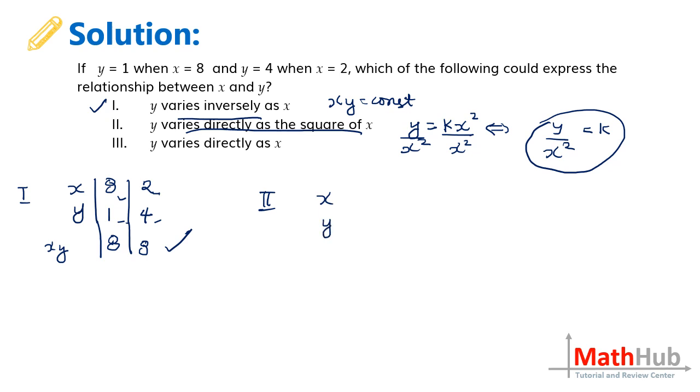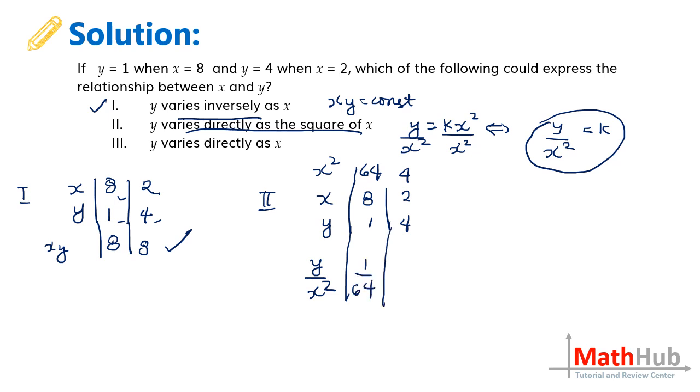Let's see. I'll just copy my table here. So I need my x squared. Just put it here. This is 64 and then 4. I'll try y over x squared. So in this case, y is 1, x squared is 64. In this case, y is 4, x squared is 4. So it's not constant.